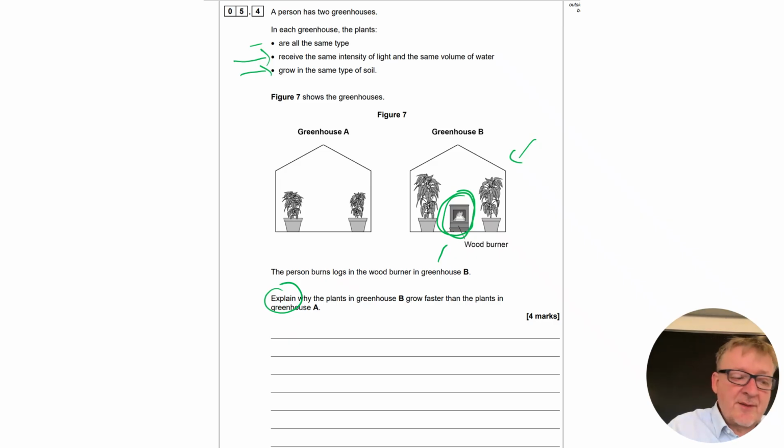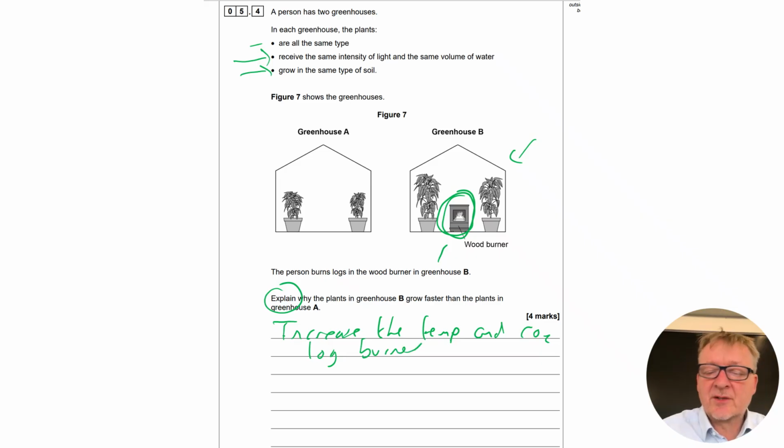Right, so let's do a describe first. If you put the log burner in, then you're going to increase the temperature. I'm going to have to write this a bit small and shorthand. And CO2 due to the log burner. So it's warmer and there's more carbon dioxide.